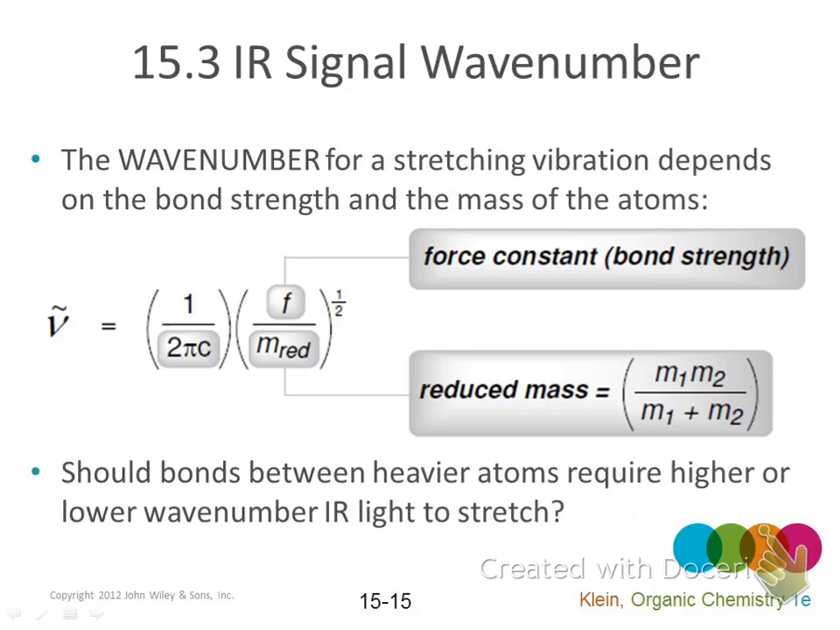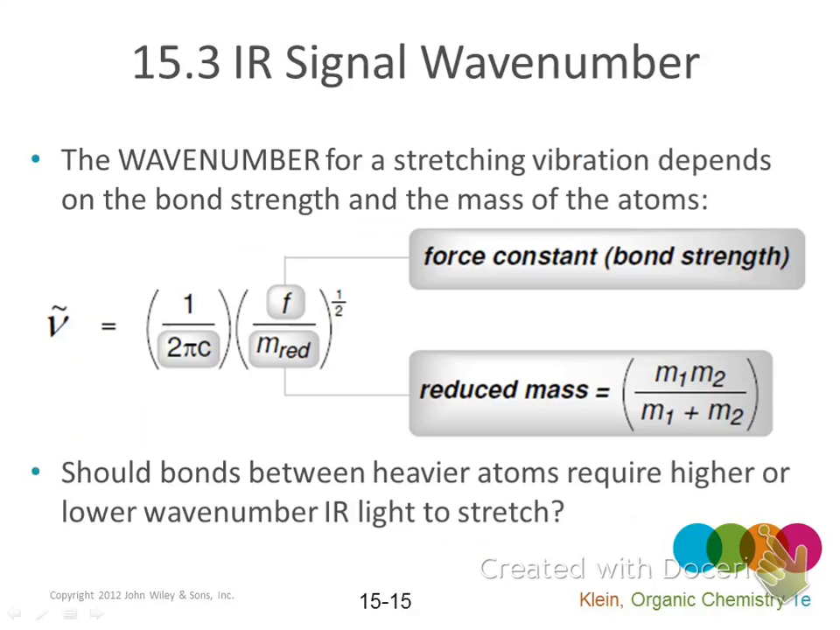So, let's just do this thought process. Let's say I have a carbon bonded to a hydrogen, and let's look at the reduced mass. This is 12 times 1 divided by 12 plus 1. So what does that come out to be? It comes out to be around 1, right? Because it's going to be 12 divided by 13.